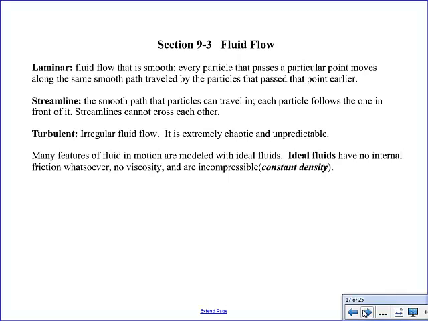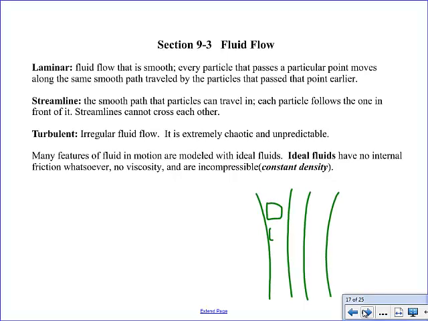You can think about lanes of traffic and cars traveling all in their own lane and staying in their own lane, and how smoothly the traffic flows. Those are streamlines. Now, turbulent fluid flow is irregular, it's chaotic, and it's unpredictable.